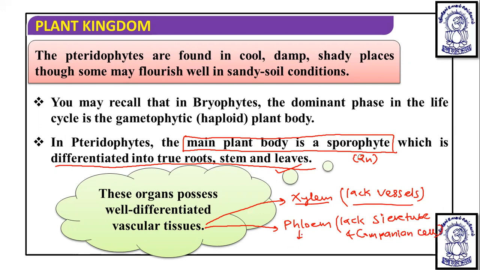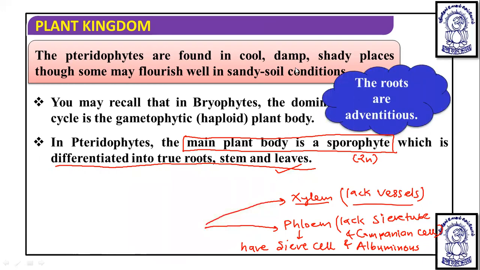Means they have sieve cell instead of sieve tube, and albuminous cell instead of companion cell. So this is the thing which is known to occur, particularly, in vascular plants. Okay, so that is the initial general information regarding them.